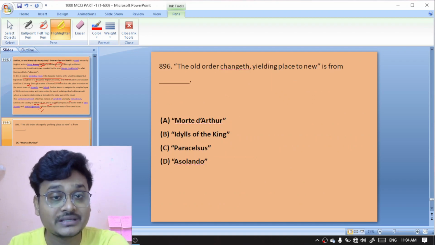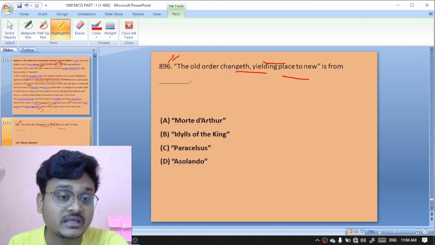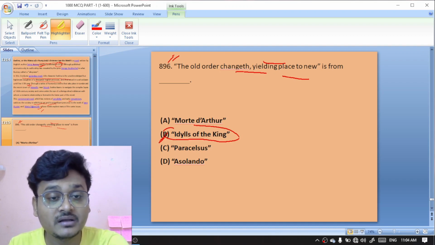The old order changeth, yielding place to new. This is the famous phrase that appears in the work Idylls of the King by Tennyson.